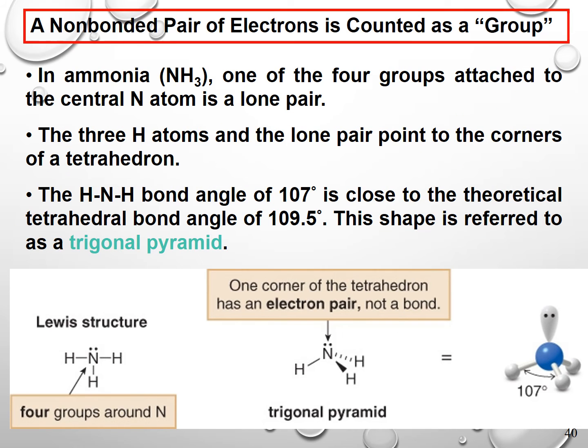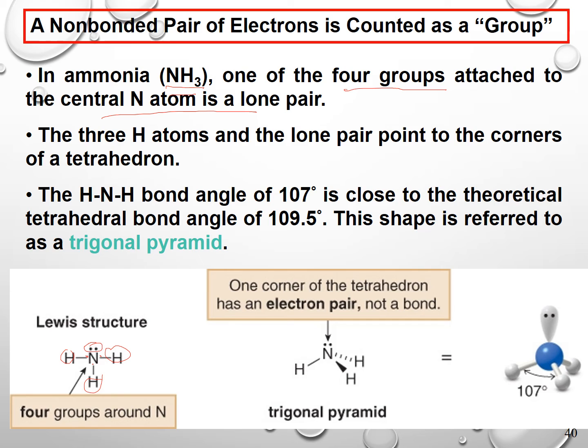So in ammonia, NH3, one of the 4 groups attached to the central N atom is a lone pair. So kita tahu NH3 kan, H ada 1, 2, 3. Jadi N dia mesti ada 5 elektron. So dia akan ada lone pair kat sini. Sebab sini hanya ada 1, 2, 3, 4, 5. Okay.